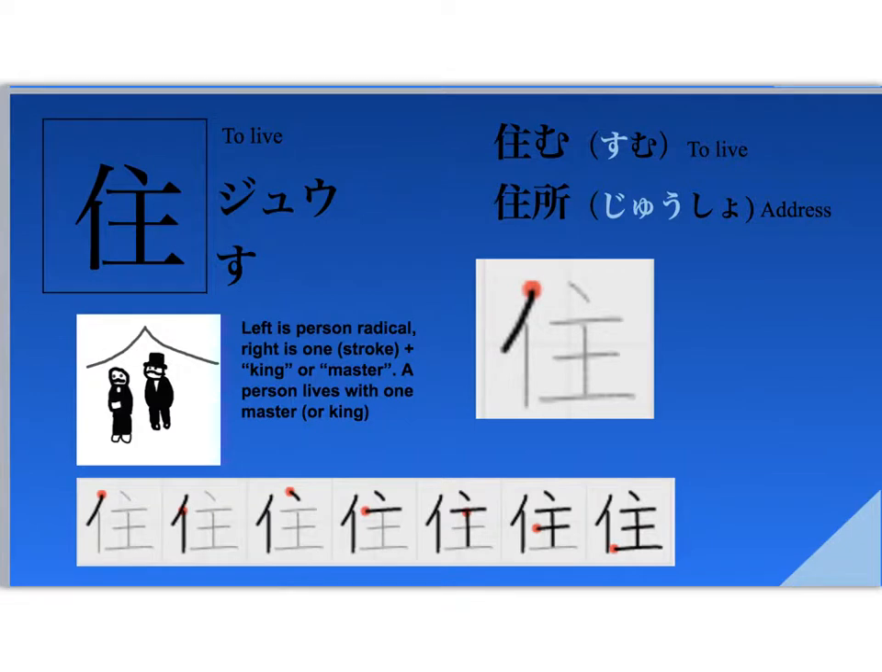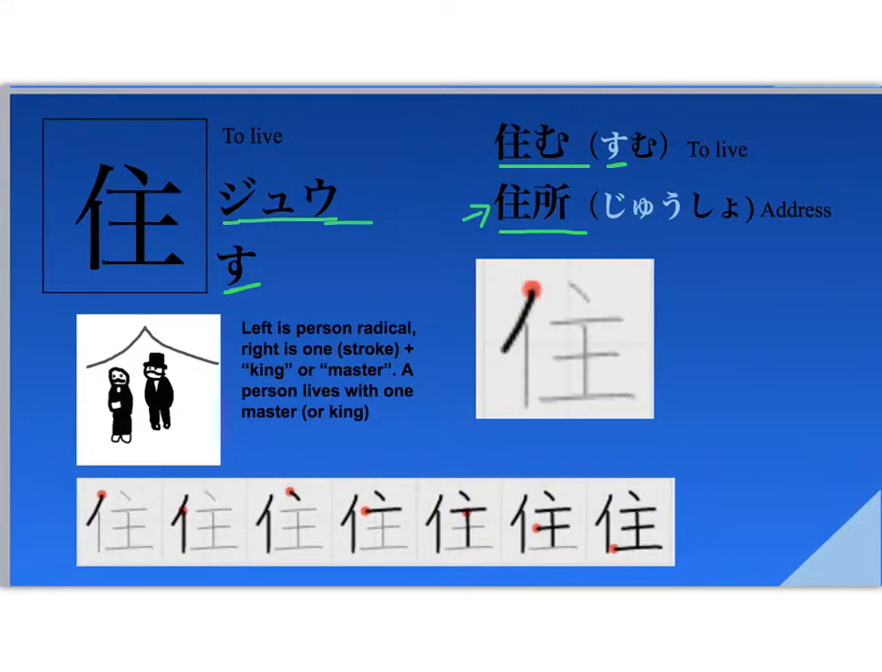The first kanji today is jo, or sumu. Jo is the onyomi, and su is the kunyomi. So we see it in combinations like sumu, of course that's going to be the onyomi, the Japanese reading. Also jusho. Jusho literally means, ju means to live, and then sho is place.